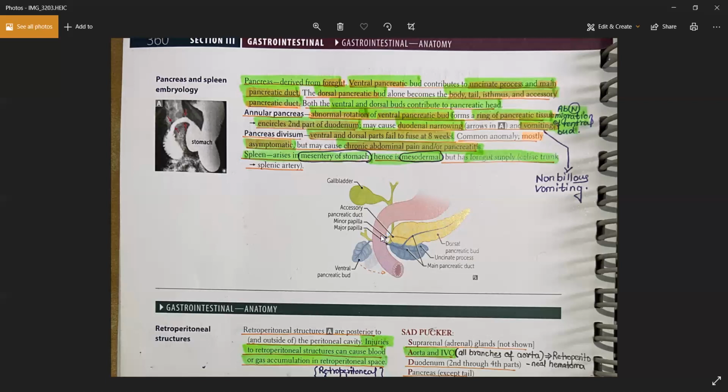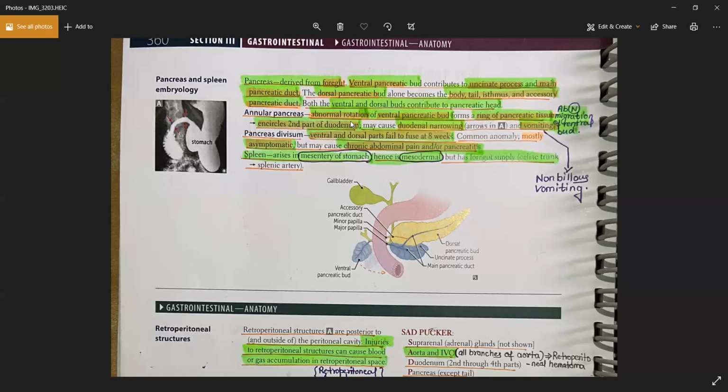So you have now two conditions. One is the annular pancreas, and second is pancreas divisum. In case of an annular pancreas, you are having an abnormal migration. The migration is there, first thing, but you are having a very abnormal type of migration or rotation. So now what's going to happen? This pancreatic tissue will form a concentric ring, a circular ring, around the duodenum. It will form a ring of pancreatic tissue around the duodenum.